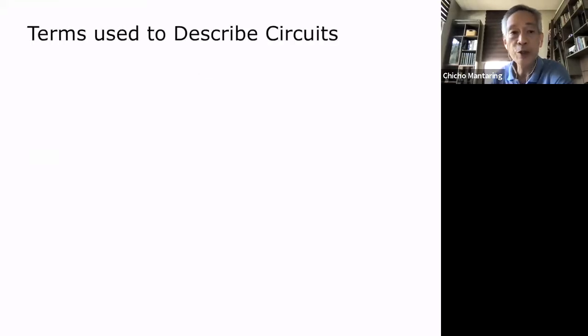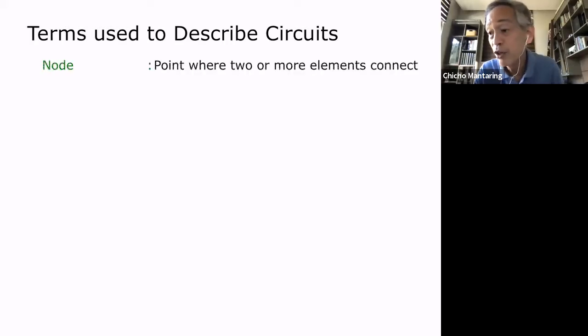So first, terms used to describe circuits. And some of these have already been introduced to you, or some of these you already know the meaning of by context. So yung node, alam na nyo yung node, no? This is the point where two or more elements connect.